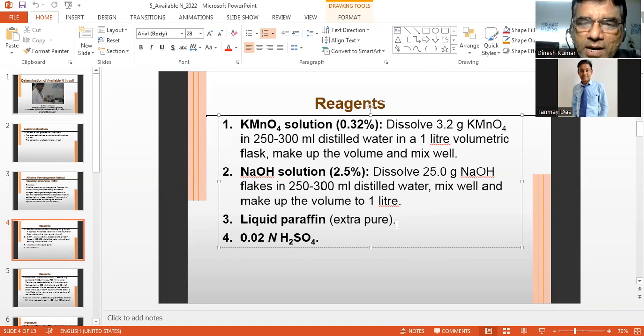Liquid paraffin is required, extra pure, and you need 0.02 normal H2SO4. In the last case, you used 0.1 normal H2SO4. Here you can take 0.02 normal H2SO4, diluted one, again because of lower levels of ammonia or nitrogen in the soil.